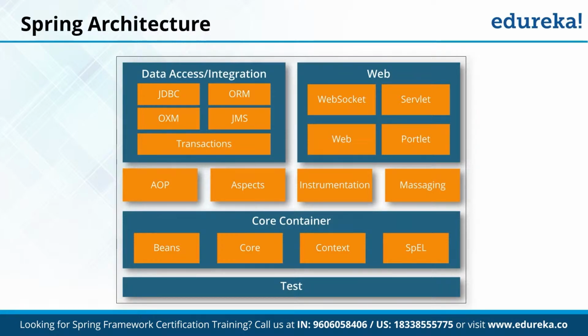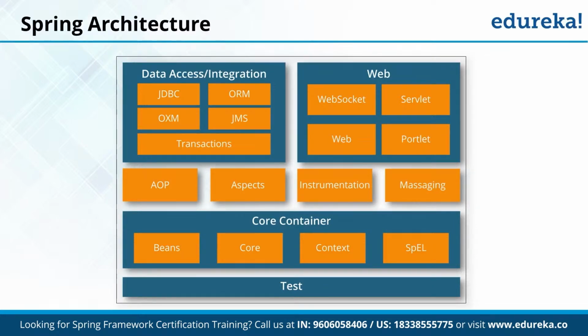On top of the core container, we got AOP, aspects, instrumentation, and messaging. AOP is basically aspect oriented programming. With aspect oriented programming, we try to focus on cross-cutting concerns. So what is meant by this term cross-cutting concern? A cross-cutting concern is a concern like security. Security has to be taken care of in all the modules whenever you are writing the project, right? So aspect-oriented programming helps us in implementing the cross-cutting concerns.